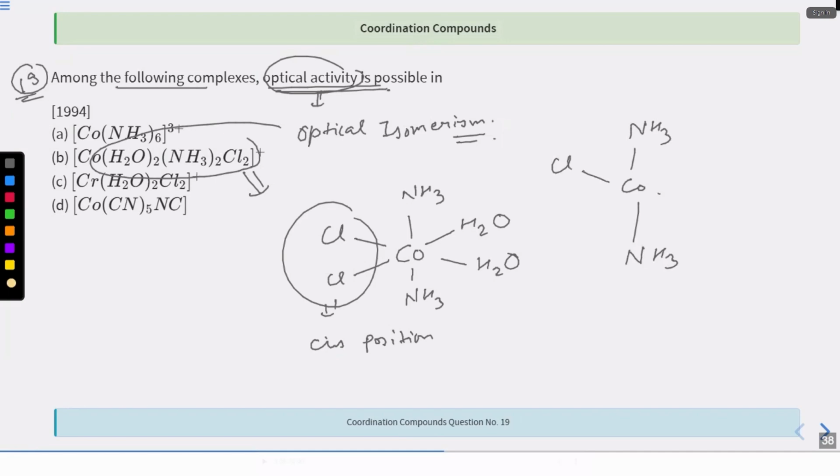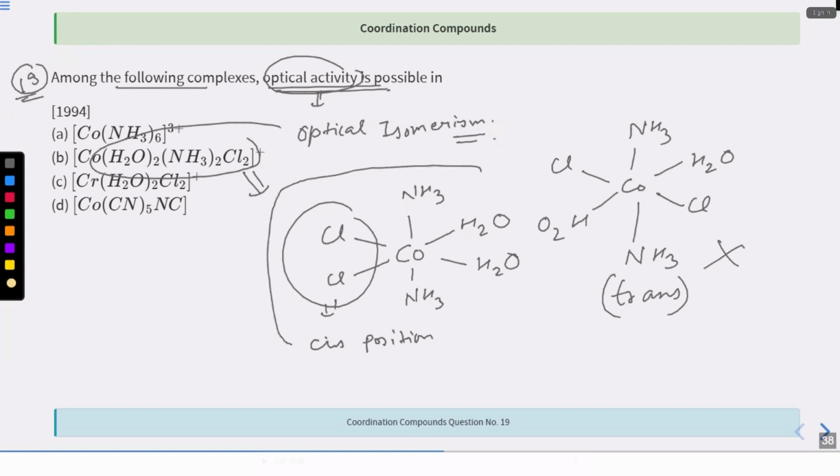Cl, Cl. When it is in opposite direction, it is called trans isomer. This is trans isomer. This is not optically active. But when it is in cis form, which means that two Cl are on the same side on the adjacent positions, then it is optically active. Okay. So option number B is the right option. So this cis isomer is optically active and trans is not optically active. So among the following complexes which is possible, option number B is the right option. Okay.